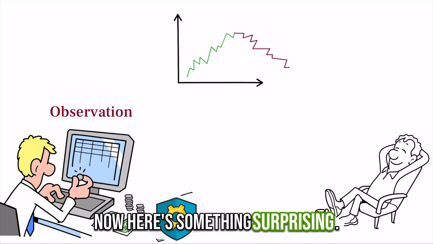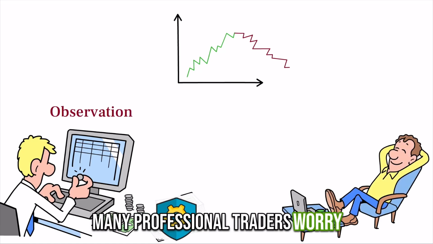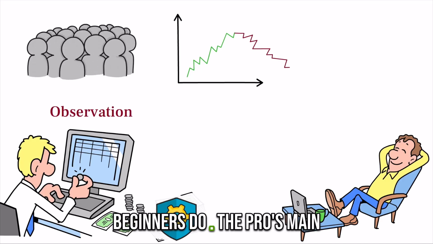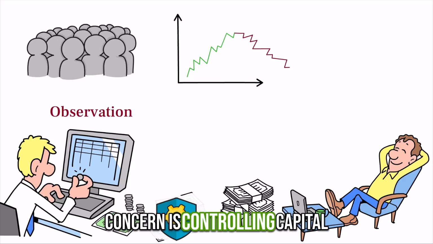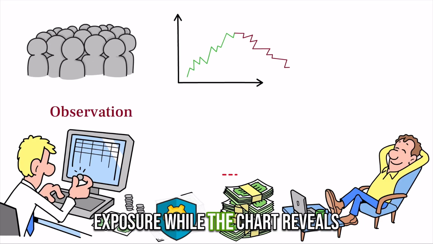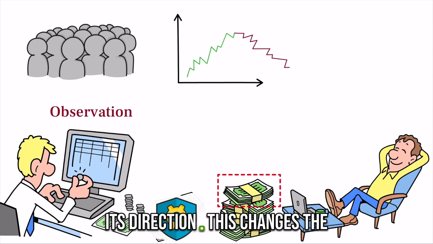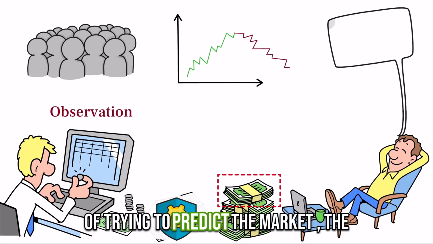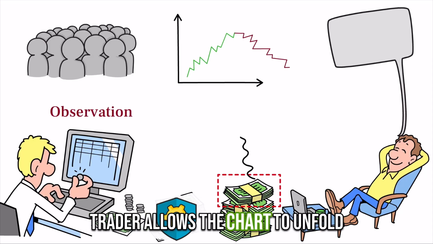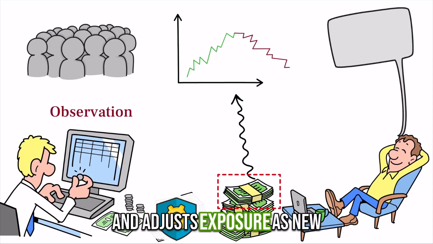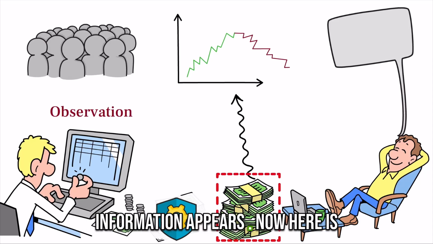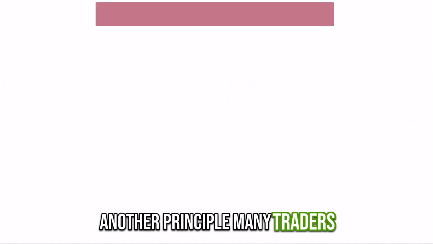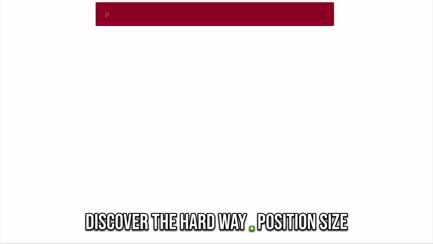Now here's something surprising. Many professional traders worry less about being right than beginners do. The pro's main concern is controlling capital exposure while the chart reveals its direction. This changes the entire mindset of trading. Instead of trying to predict the market, the trader allows the chart to unfold and adjusts exposure as new information appears.